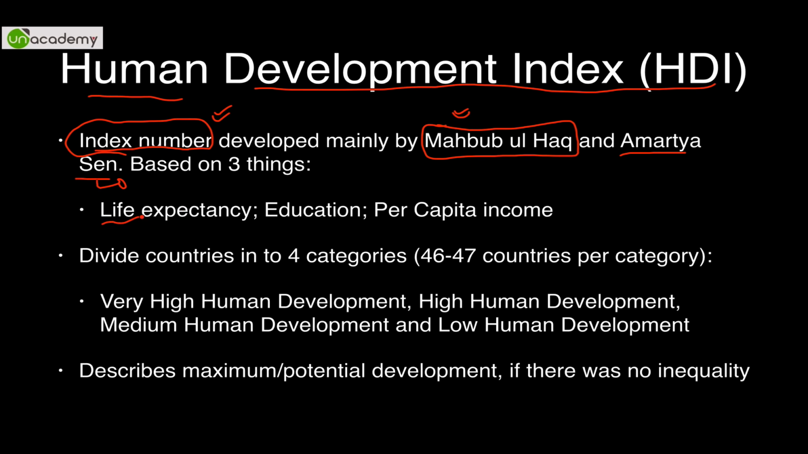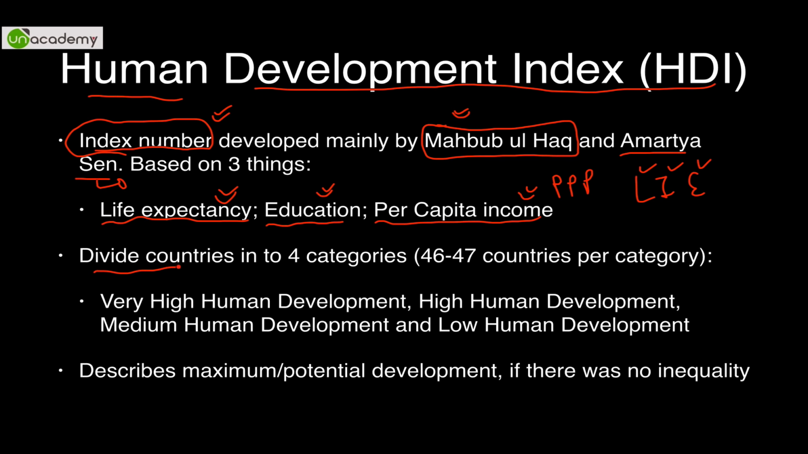It basically depends on three things: life expectancy, how long you are expected to live; education, how much education you are expected to get; and your per capita income in purchasing power parity terms. Is that absolutely understood? So just remember, HDI is nothing but LIE: life, income, and education. That's how I remember. It's very easy for me.